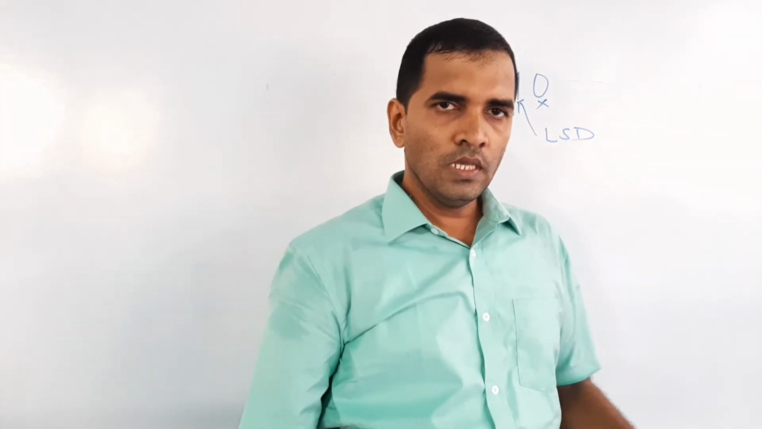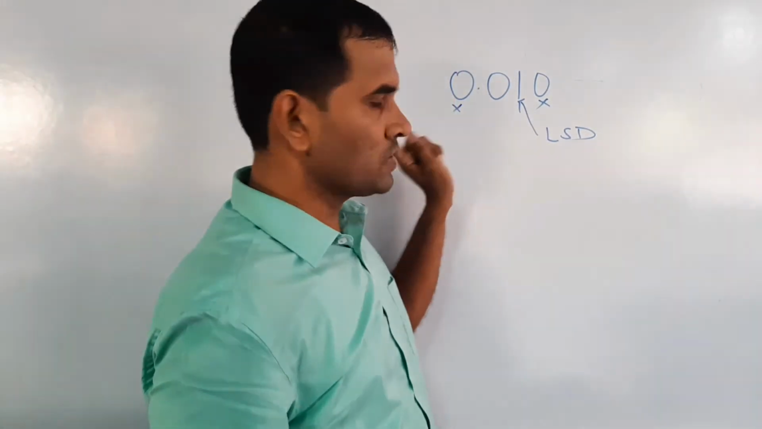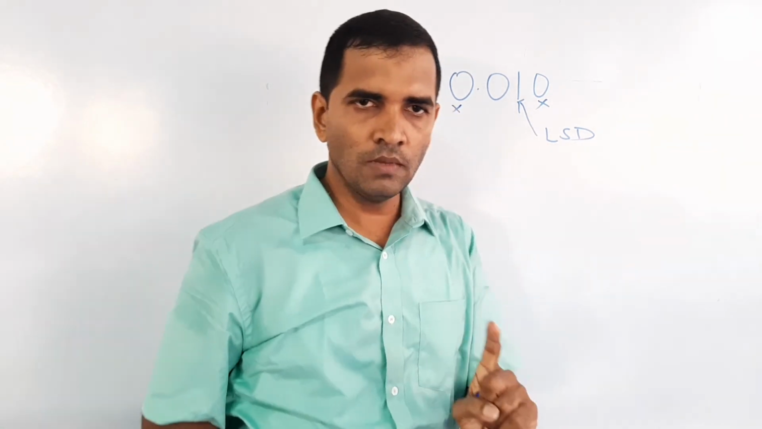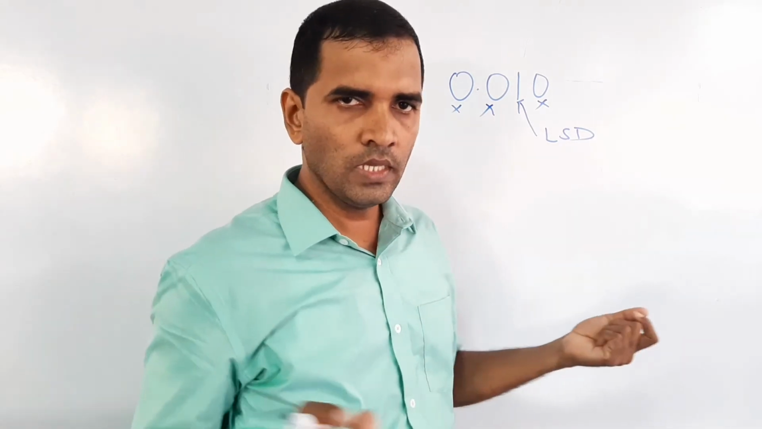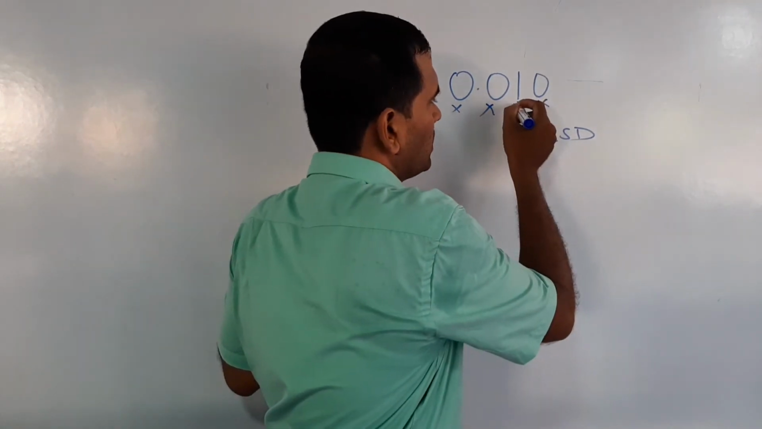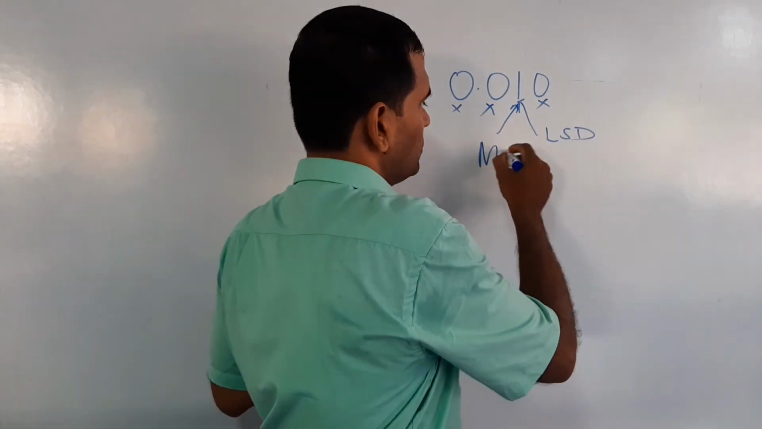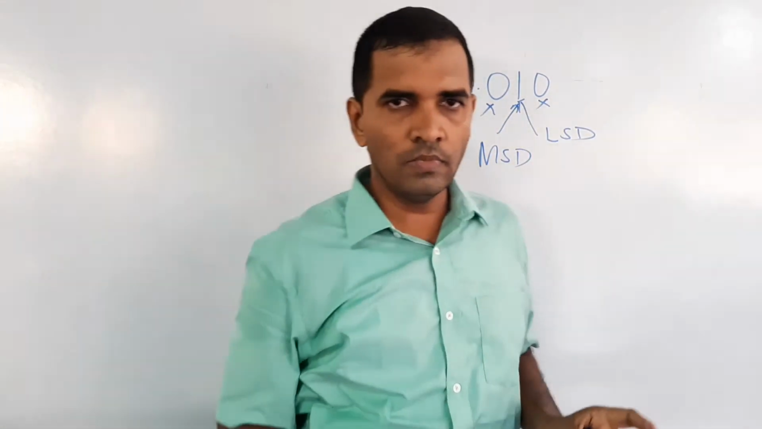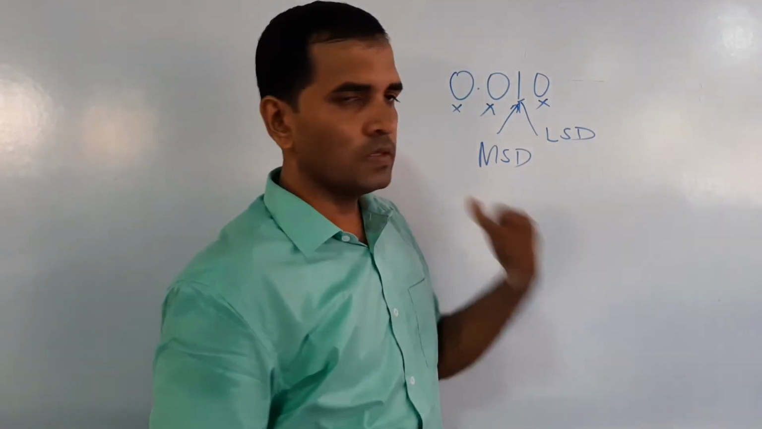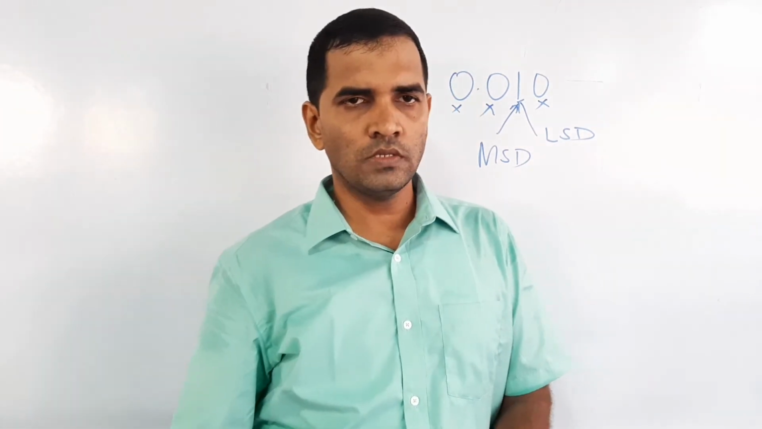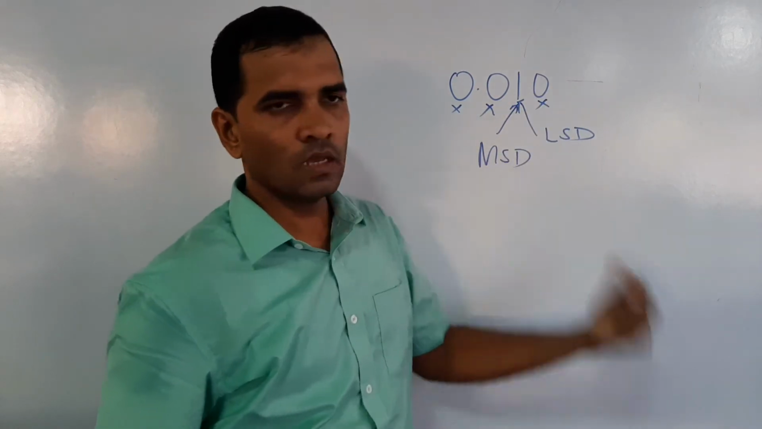What about MSD? Check the left extreme digit, that's 0. 0 can never be MSD. So go to the next digit, that is also 0, so it can never be MSD. And check the other digit. Yes, that is not 0, that has a value. So that must be MSD. So in this number, you have a single digit which can be taken as LSD, and at the same time, this is MSD. Look here, this one is LSD, and the same one can also be taken as MSD.